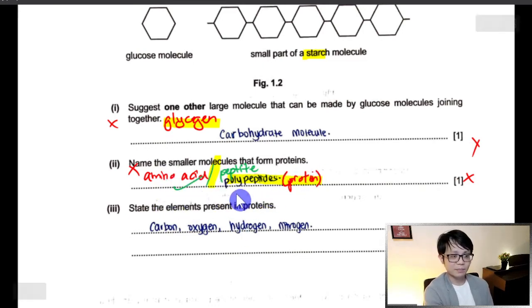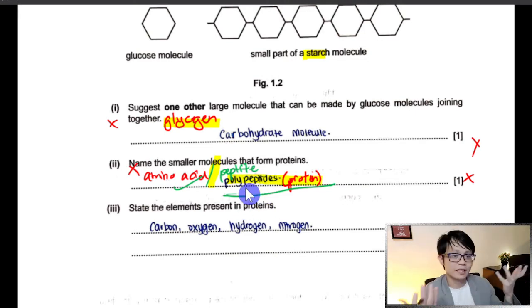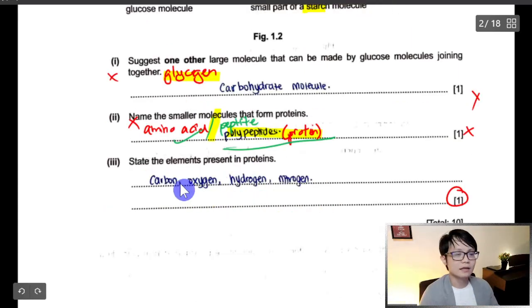So polypeptide and protein are the same. Name the smaller molecule in protein, so naming the polypeptide, which is the protein, doesn't make sense. I think this one is for coordinated science of biology. The word polypeptide seldom occurs in combined science, so maybe you can forget this word.